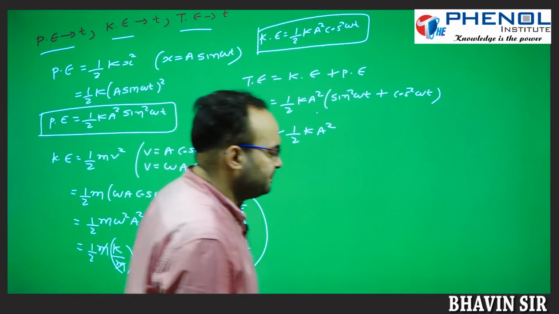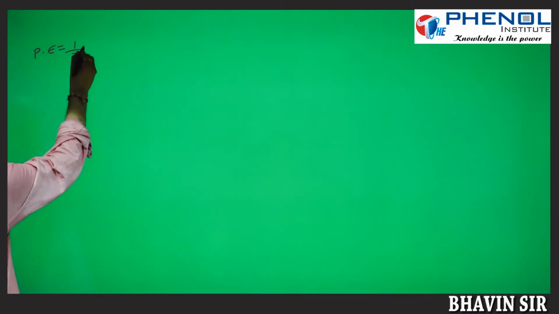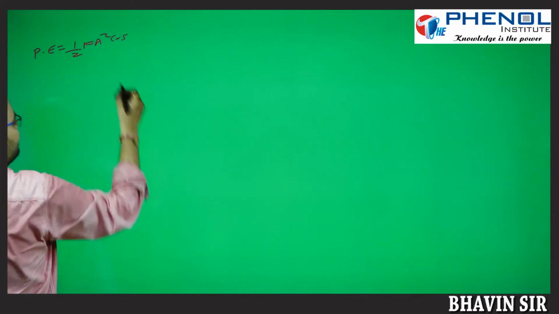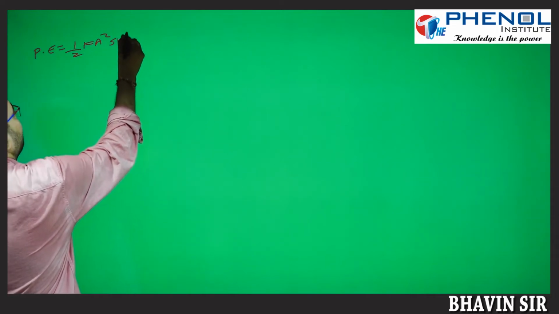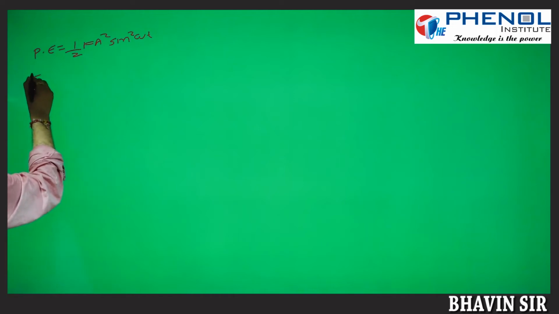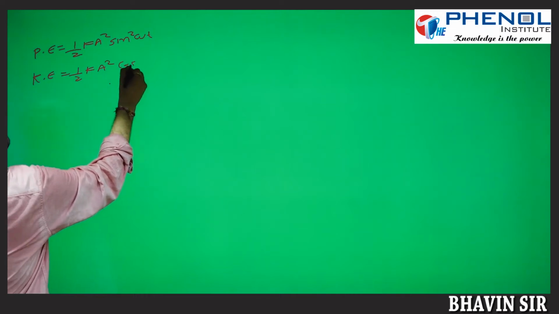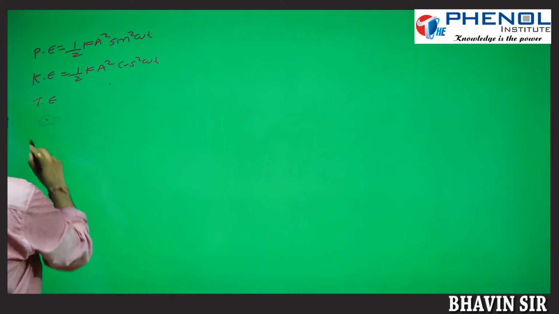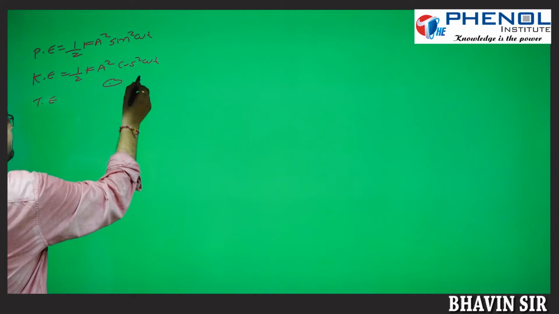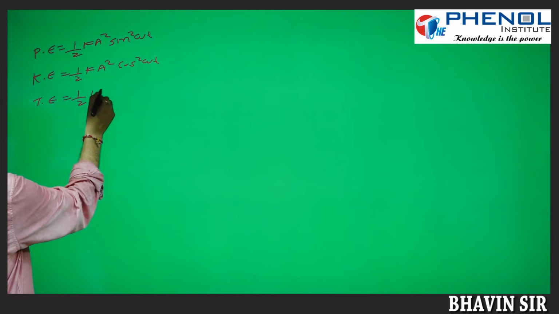Now next students, how to draw the graph? See, what is the potential energy that we obtained? Half k A square sin square omega t. What is kinetic energy? Half k A square cos square omega t. And what is the total energy? Total energy does not depend on time, it is constant with time.